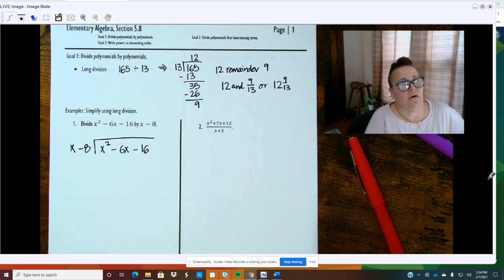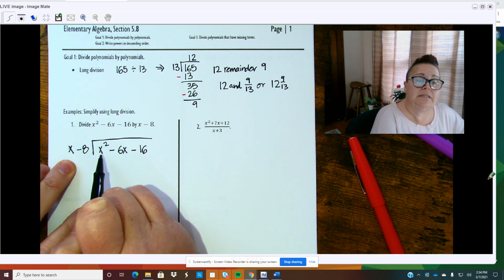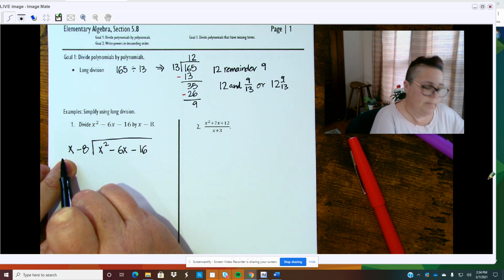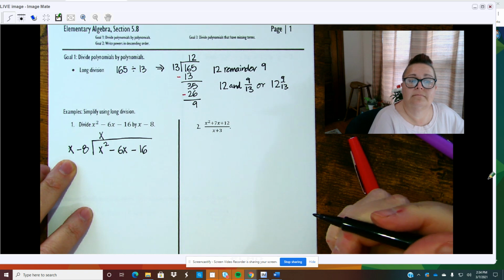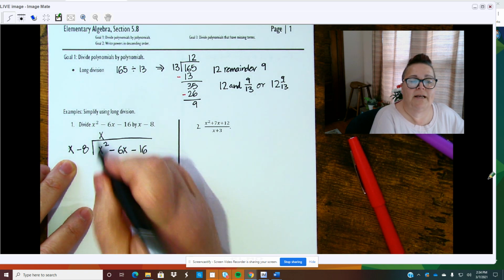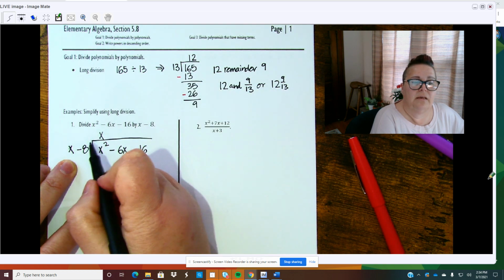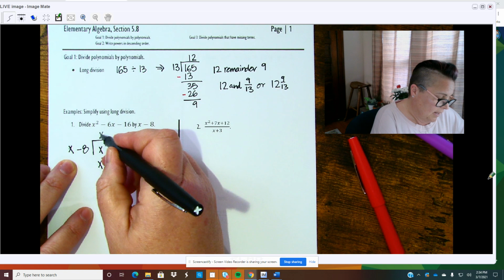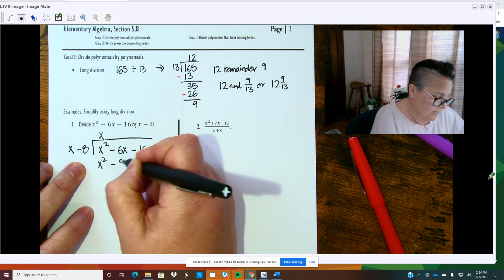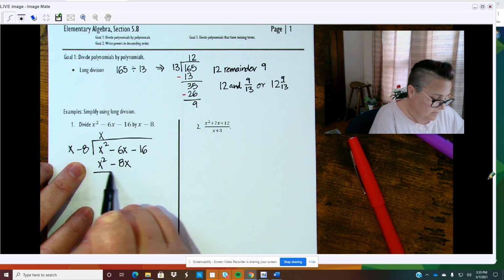All right, here we go. So, x goes into x squared. If I take x squared and I divide it by x, I am left with an x. X goes into x squared x times. Now, just like here, I'm going to multiply back. X times x is x squared. X times a negative 8 is a negative 8x.